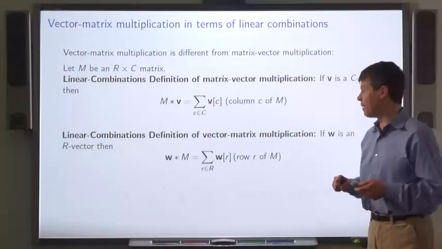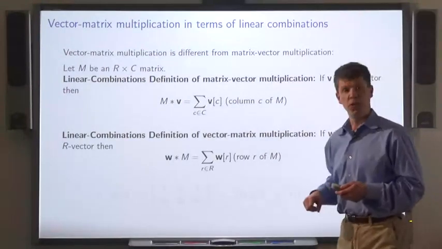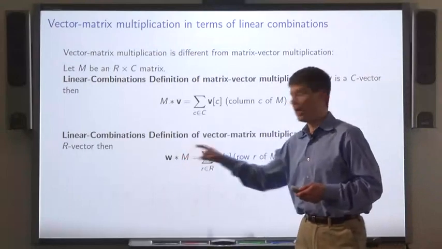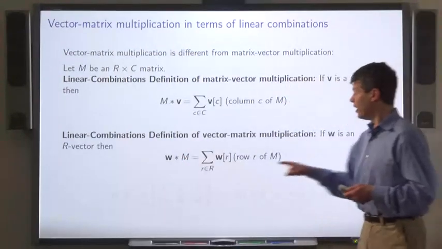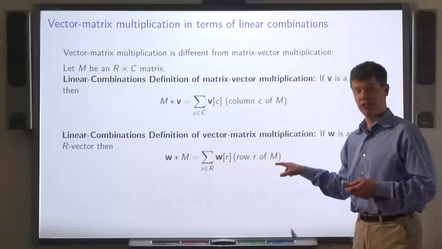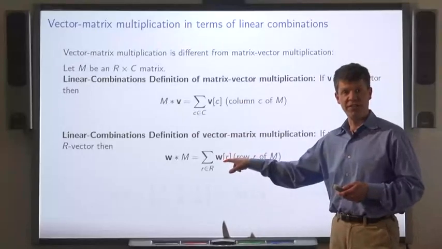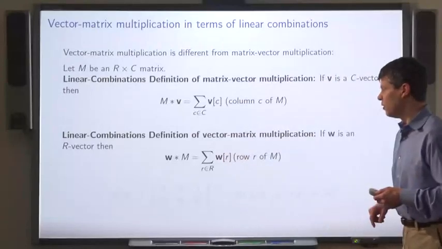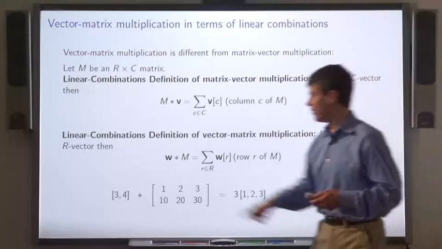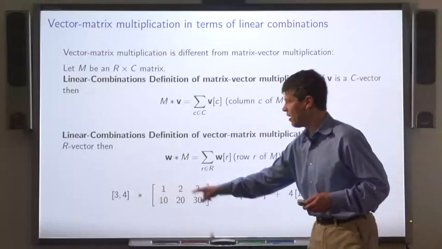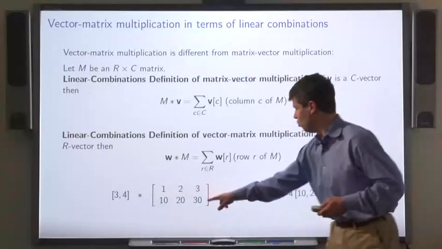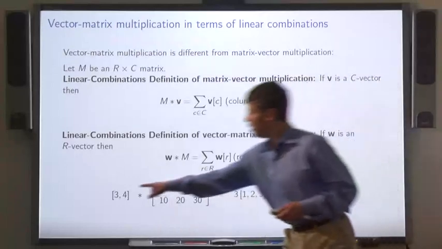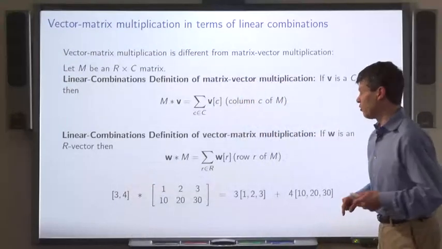Here's the definition of vector-matrix multiplication. To multiply a vector w times M, you take the linear combination of the rows of the matrix M with coefficients given by the entries of the vector. So, for example, multiplying this vector by this matrix, we take the linear combination of the two rows with coefficients equal to the entries in the vector.